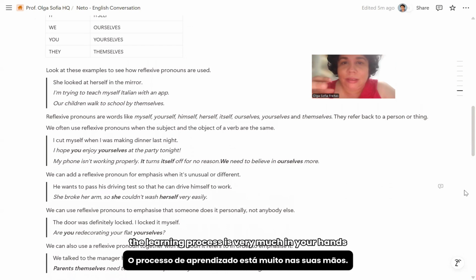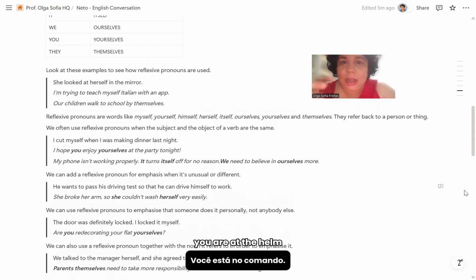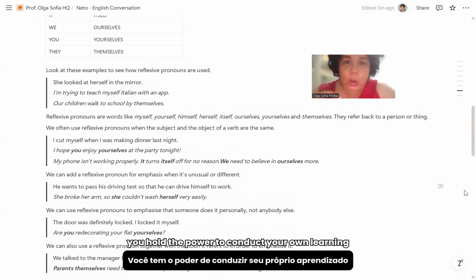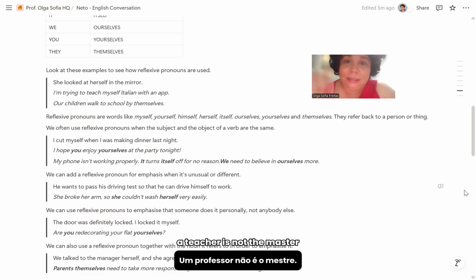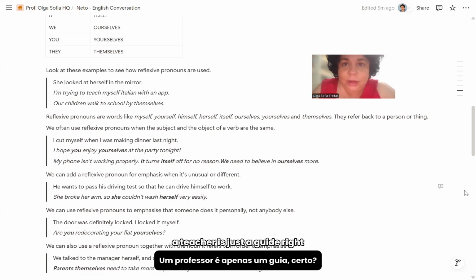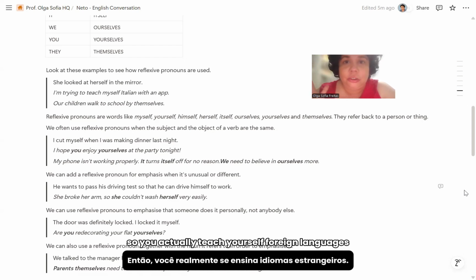The learning process is very much in your hands. You are at the helm. You hold the power to conduct your own learning. A teacher is not the master. A teacher is just a guide, right? So you actually teach yourself foreign languages.